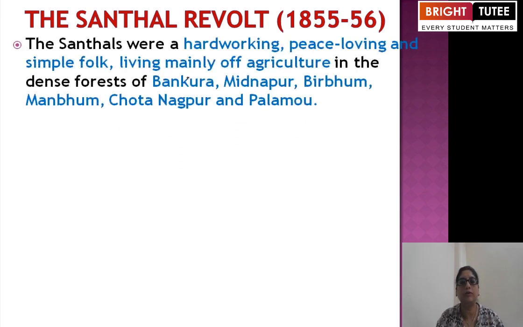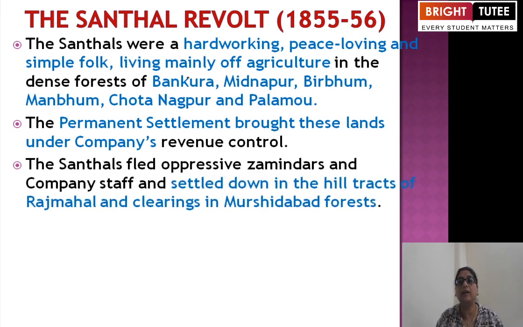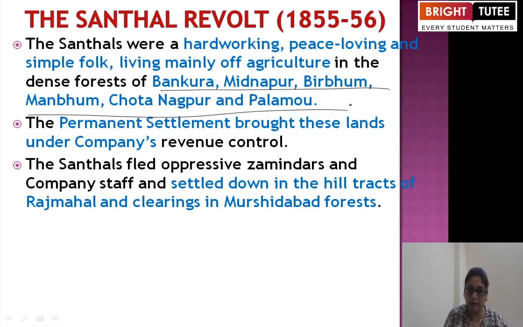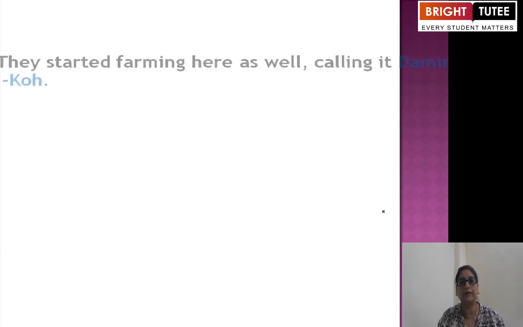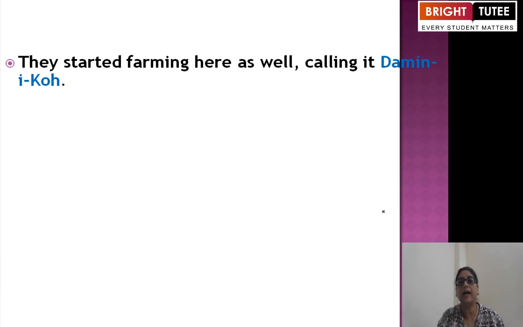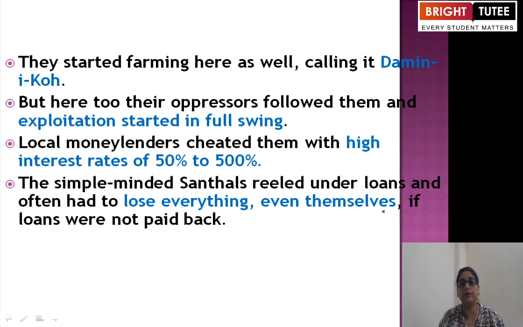Now, if we talk about this revolt, Santals were a hard-working, peace-loving and simple folk, living mainly off agriculture in the dense forests of Bankura, Midnapur, Birbhum, Manbhum, Chotanagpur and Palamau. The permanent settlement brought these lands under the company's revenue control. The Santals fled oppressive zamindars and company staff and settled down in the hill tract of Rajmahal and clearings in Murshidabad forest. They started farming here as well, but here too their oppressors followed them and exploitation started in full swing. That means they were exploited.